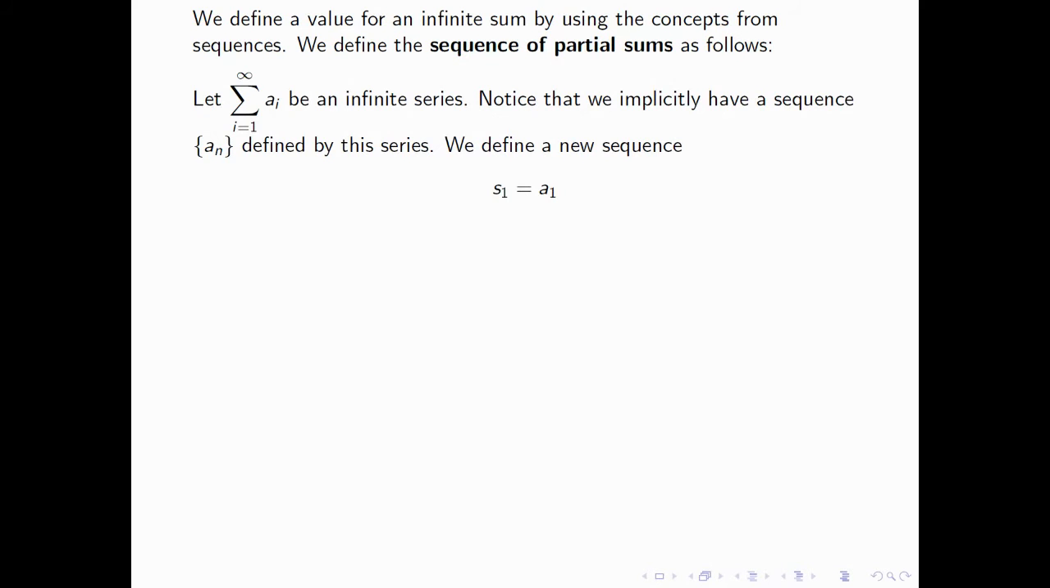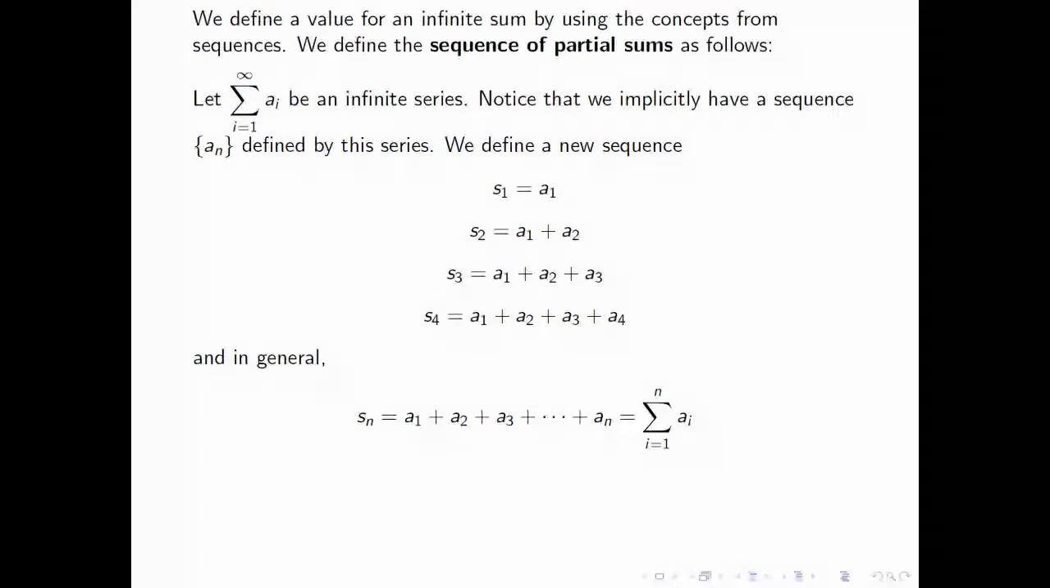And now we do the following. We define a new sequence represented by the letter S. And we say S, its first term is the same as a1, but its second term is a1 plus a2. Its third term is a1 plus a2 plus a3. Now you can guess what the fourth term is. It's going to be a1 plus a2 plus a3 plus a4. And now you can guess what the nth term for this new sequence S is. It's going to be the sum up to the nth element of the original sequence an.